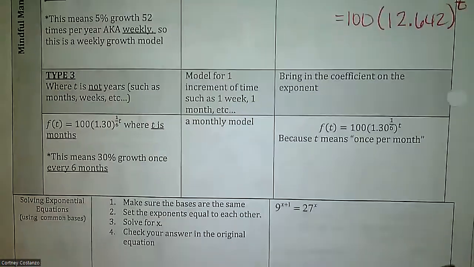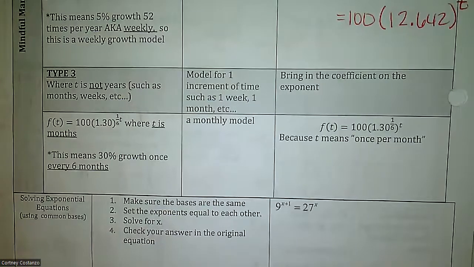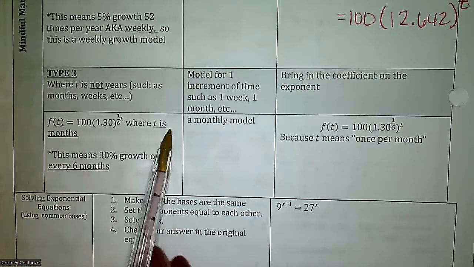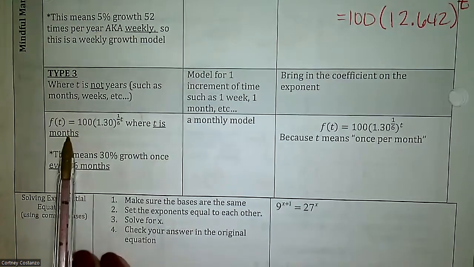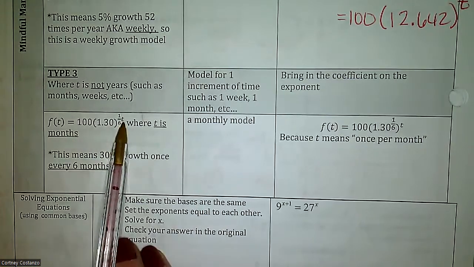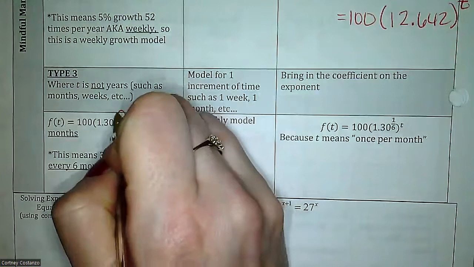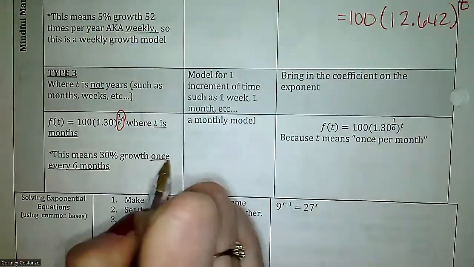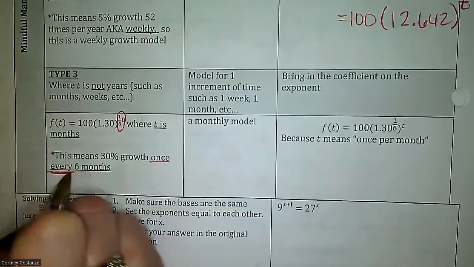The third and final type of mindful manipulations is what if your exponent is not in terms of years, but it's in terms of something else. So if you look at this example, it says t is months. We're so often assuming usually that t is years. When I read 1/6t, that 1/6 means once every 6.